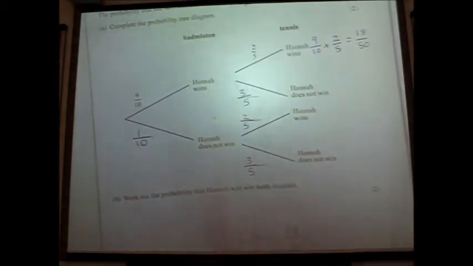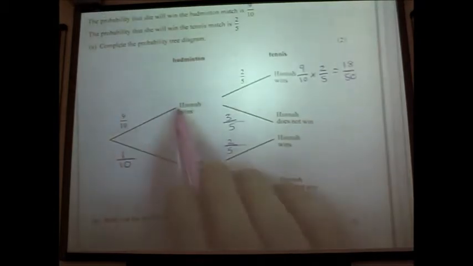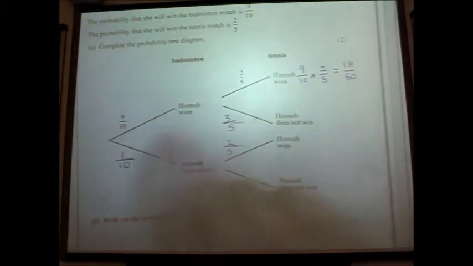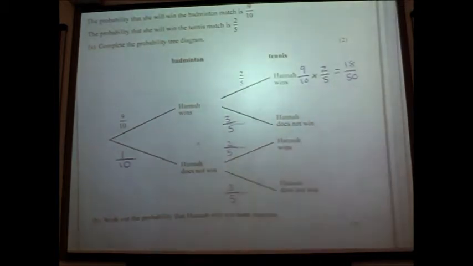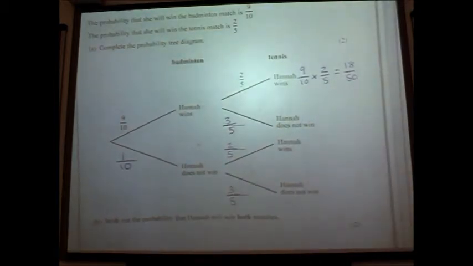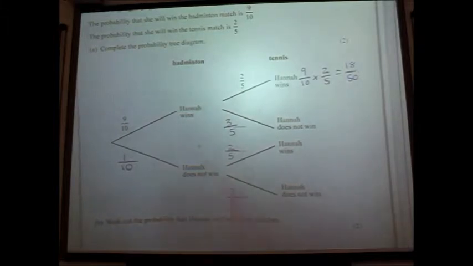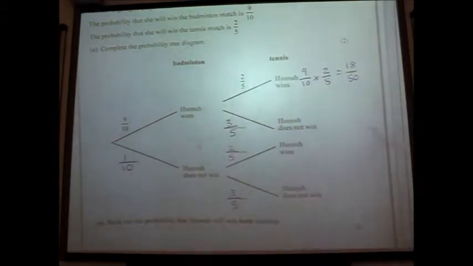Probability that Hannah wins both matches. Right, a win and a win is up here. So it is 9 out of 10 multiplied by 2 out of 5, which is 18 over 50. A lot of people add, but remember you multiply when you go across, and then you can add as you come down if you need to.